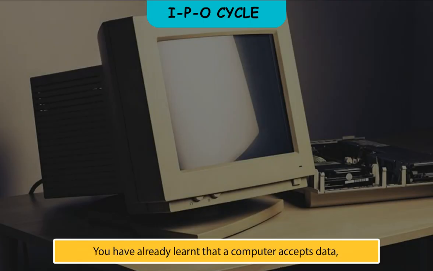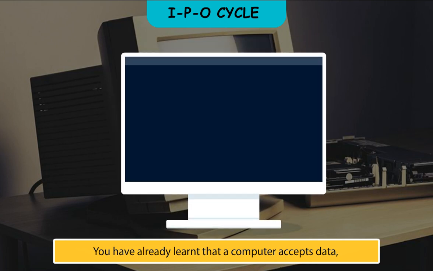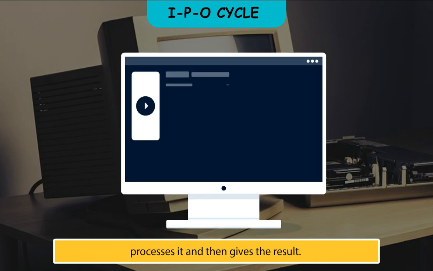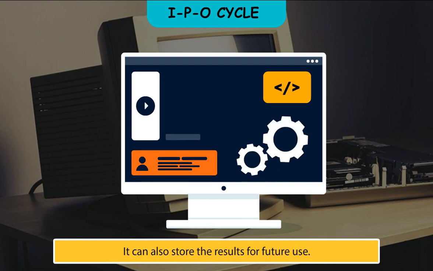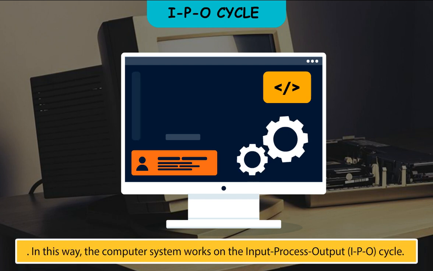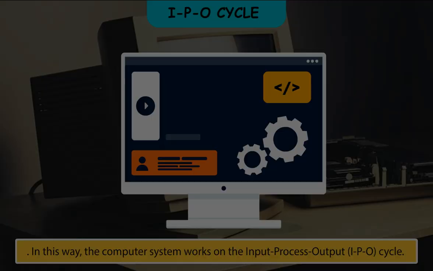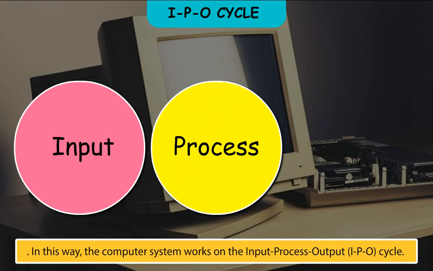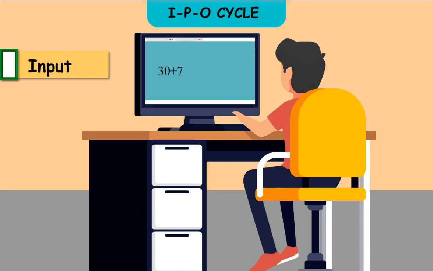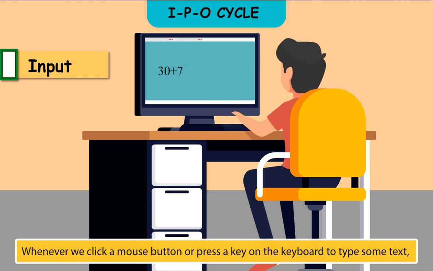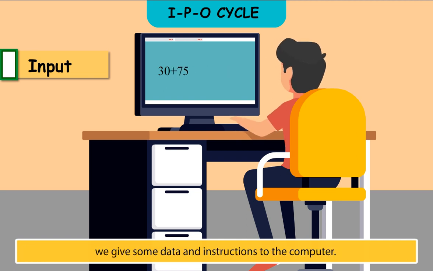You have already learned that a computer accepts data, processes it, and then gives the result. It can also store the results for future use. In this way, the computer system works on the input, process, output, IPO cycle. Input. Whenever we click a mouse button or press a key on the keyboard to type some text, we give some data and instructions to the computer.